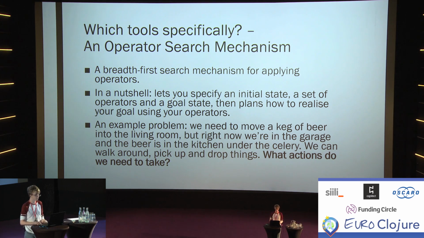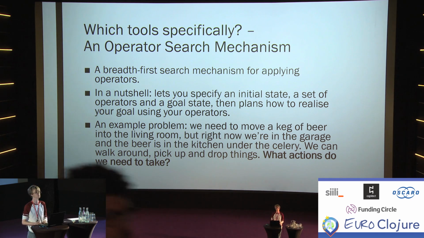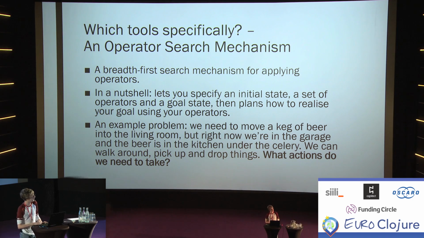So we need to move a keg of beer into the living room. We're having a really sick party, and we need to move a whole keg into the living room. Things are getting a bit wild, but right now we're in the garage, and the beer is in the kitchen under the celery. So under the assumption that we can't move the keg of beer without first moving the celery, because you don't want to be bringing a packet of celery into the living room along with your cool keg of beer, what do we need to do?